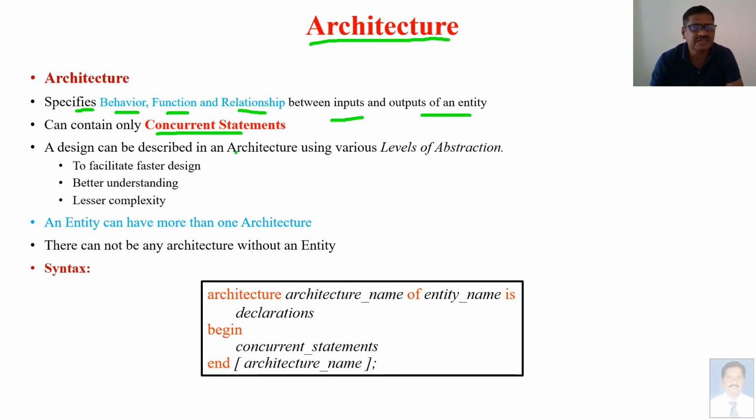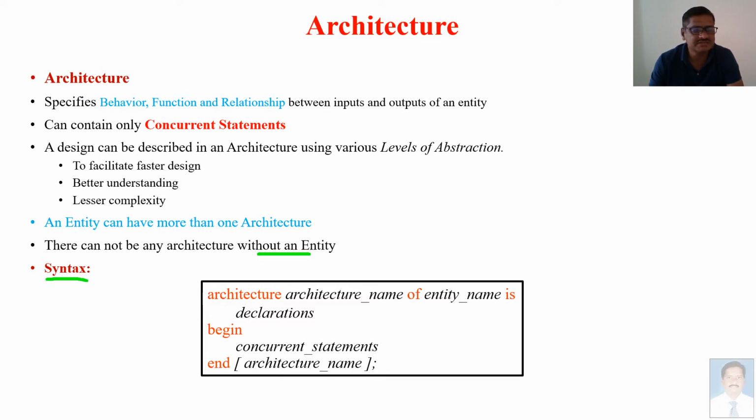The design can be described in the architecture using various levels of abstraction to facilitate faster design, better understanding, and less complexity. An entity can have more than one architecture. That means the entity can be one, but architectures may be more than one. If our system has more than one architecture, in that case we have to use the configuration. There cannot be any architecture without an entity. That means if there is an architecture, it must have the entity.